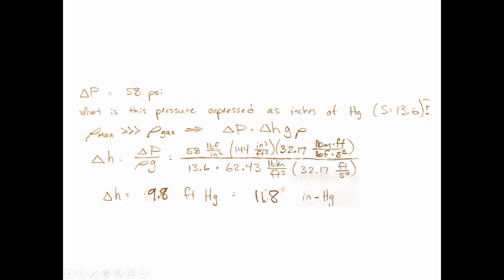So to get these two to cancel out, you need to put in this conversion factor. Essentially, it cancels out that gravity down there. But if you do this, all the units work out. You get 9.8 feet of mercury, or 118 inches of mercury. If this doesn't make sense, if you're not trusting me on this, go and find one of the calculators. You should be able to convert 58 psi to inches of mercury. And you should get something like that.